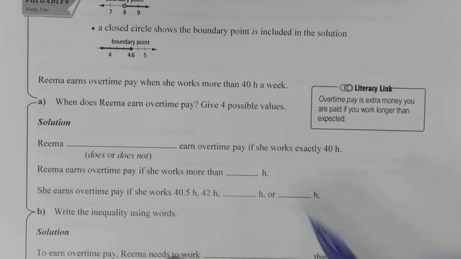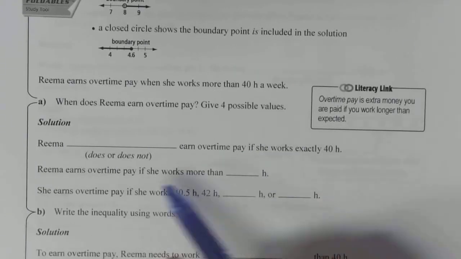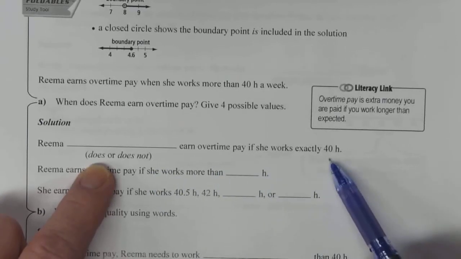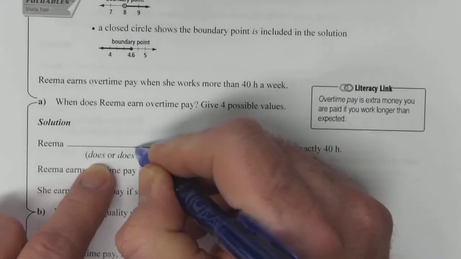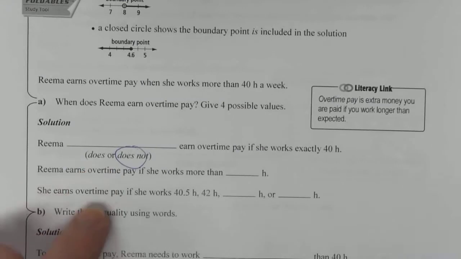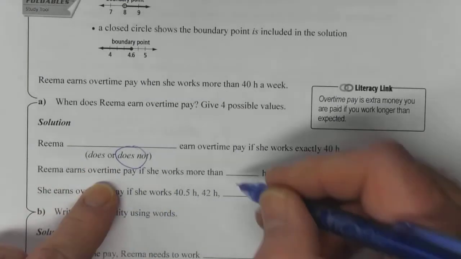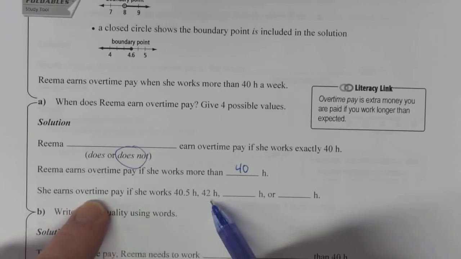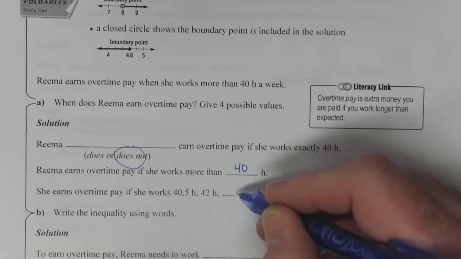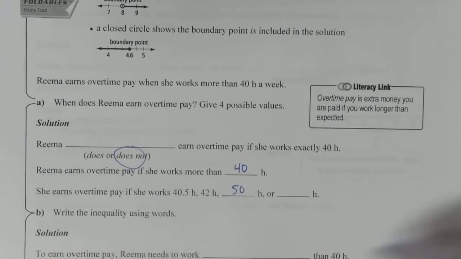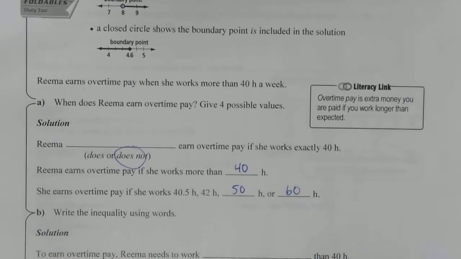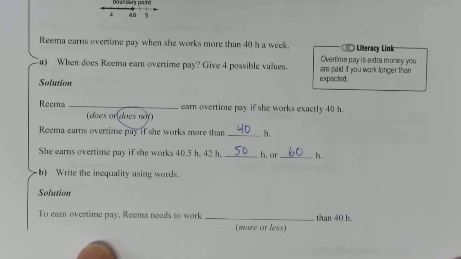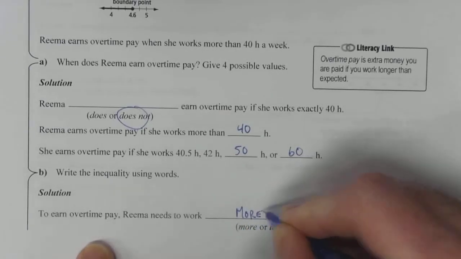When does Rima earn overtime pay? Give 4 possible values. Does Rima earn overtime pay if she works exactly 40 hours? If she works 40 hours, then she does not, because we were told when she works more than 40, she gets it. Rima earns overtime pay if she works more than 40 hours. So if she works 40.5 hours, she earns overtime. If she works 42 hours, she gets overtime. If she works 50 hours, she gets overtime. If she works 60 hours, she still earns overtime pay on those hours. So it's anything more than 40 hours. To earn overtime pay, Rima needs to work more than 40 hours.